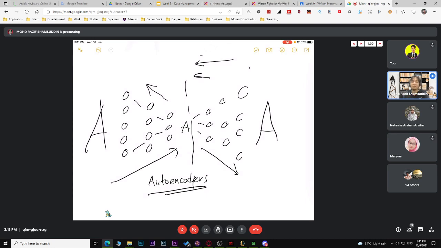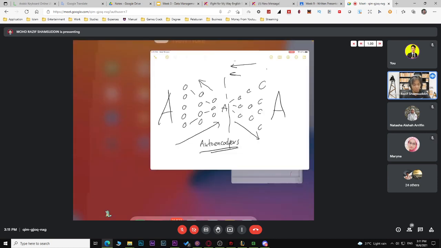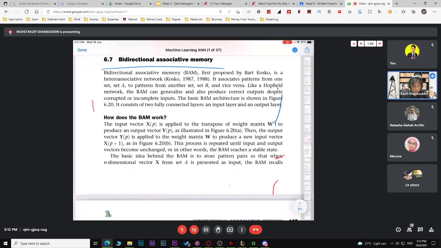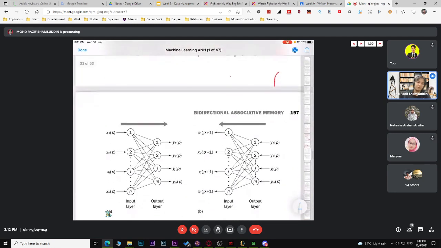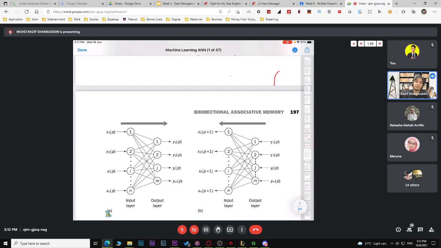Nanti kita akan sambung dengan nota kita yang seterusnya, which is bi-directional associative memory. Sampai sini saja sebab kelas lain pun tak habis lagi yang ni. Sampai kita buat sama-sama nanti, either tomorrow or next week. Alright? Ada soalan?